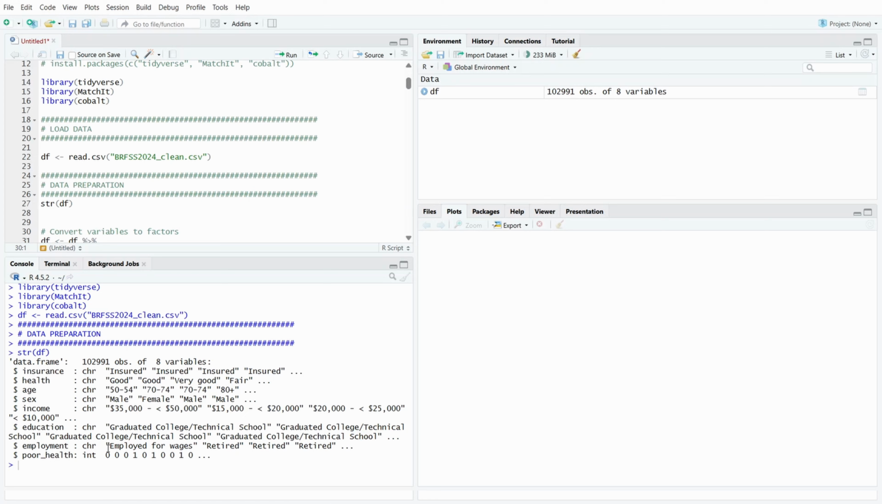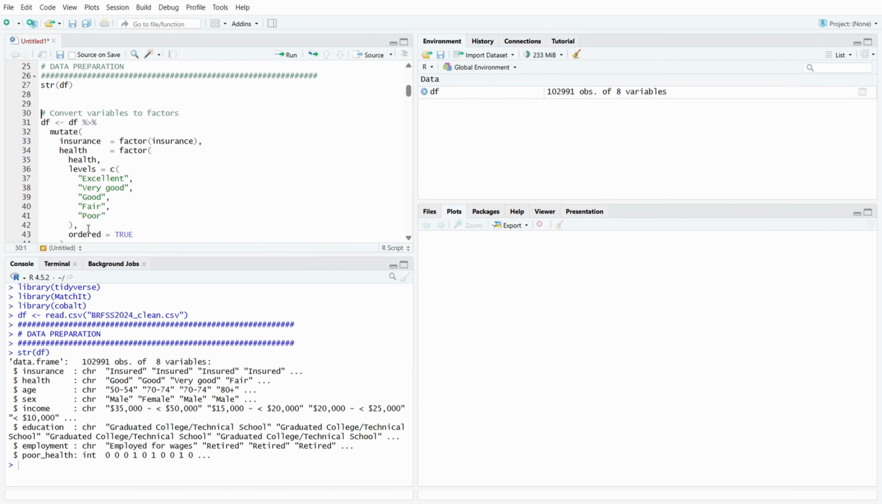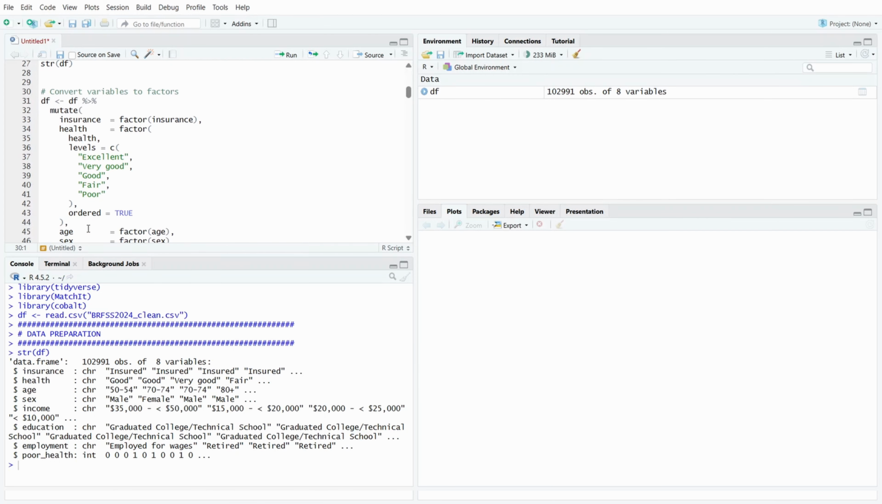Finally, poor_health is stored as an integer variable coded as 0 or 1. Because this variable is binary, 0 indicates the respondent did not report poor health, while 1 indicates the respondent did report poor health. And at this stage, many variables are still stored as plain character variables. That creates a problem because statistical models and matching procedures need categorical variables to be stored as factors. So next, we begin transforming the dataset into a format suitable for analysis.